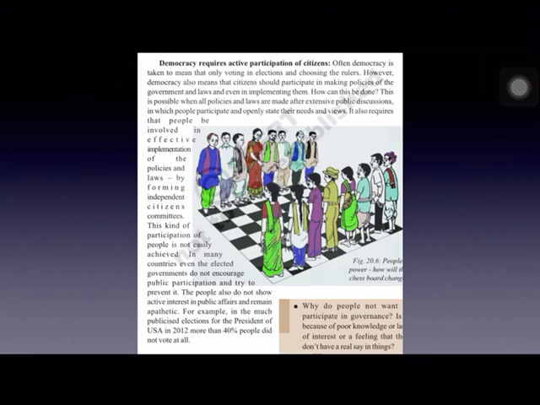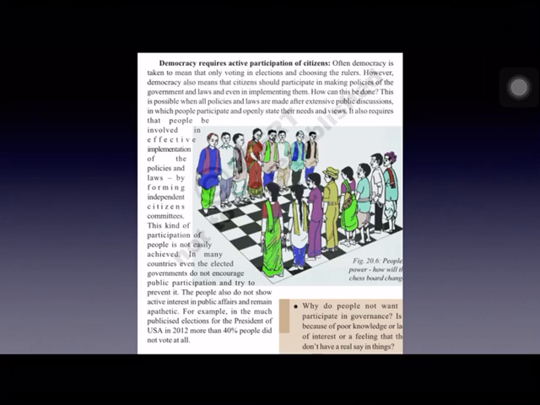And this is possible when all the policies and laws in the country are made after thorough discussion with the public, so that they can also express their opinions and suggestions if any. And by forming independent citizens committees, people can participate in making policies and also in their implementation.